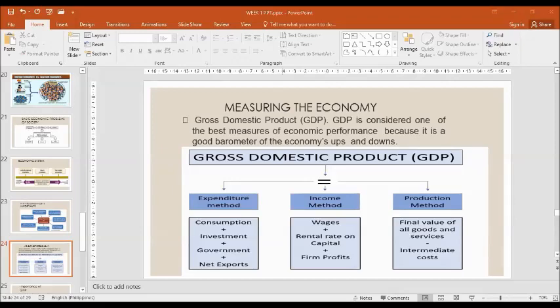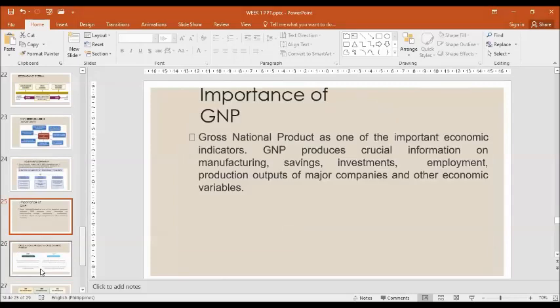GDP is the country's total income. It is measured as the value of all the goods and services produced in the economy. But the most common method used in computing GDP is the expenditure method: consumption plus investment plus government spending plus net exports.